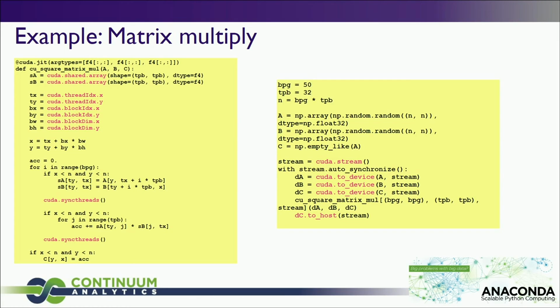Great. So here's another deeper example with matrix multiply. This takes advantage of CUDA Python. Shows you have full access to things like the thread IDs and the block IDs. You have access to creating shared arrays.